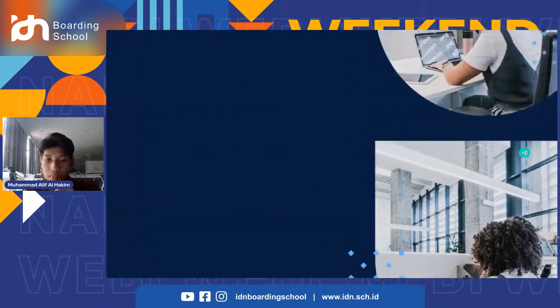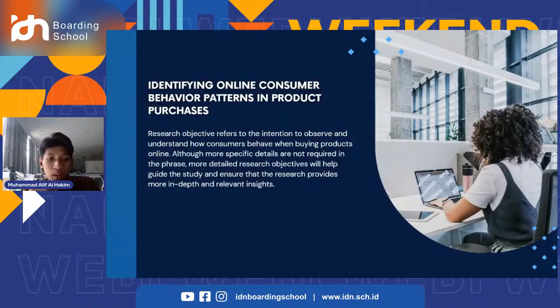Next, identifying online consumer behavior patterns in product purchase. This research objective refers to the intention to observe and understand how consumers behave when buying products online. Although more specific details are not required in this sentence, more detailed research objectives will help with the study and ensure that the research provides more in-depth and relevant insight.